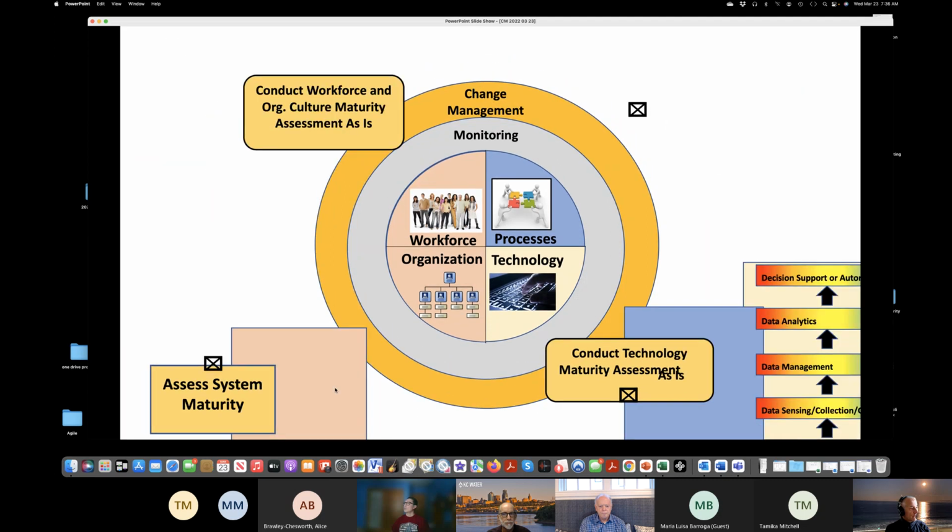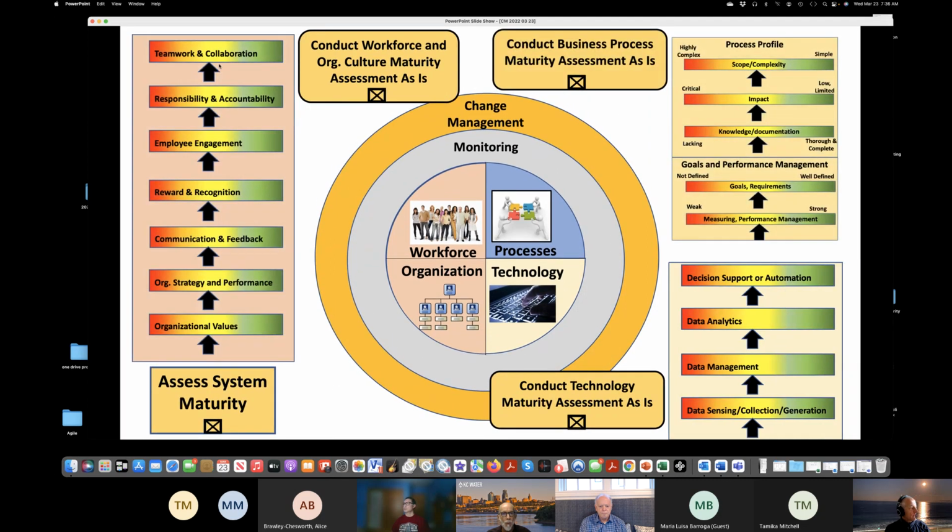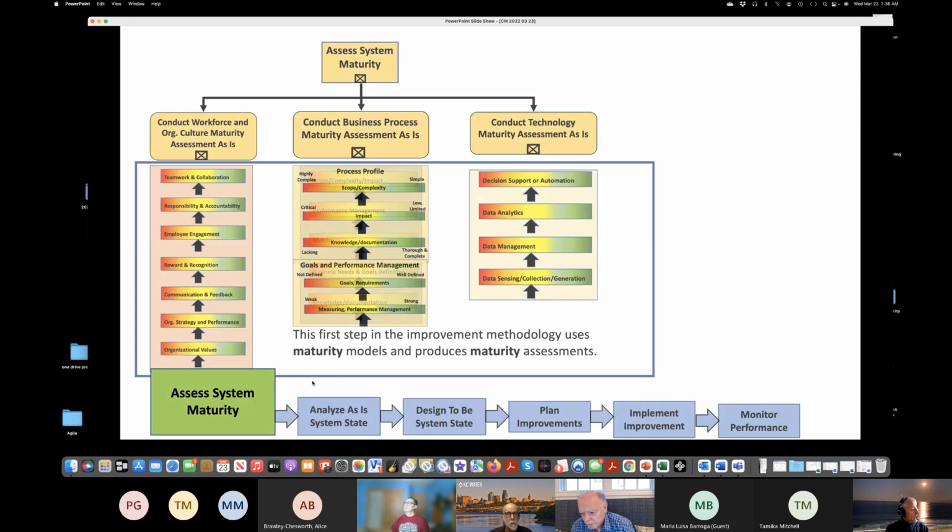These are different categories of maturity for organizational culture and workforce, for the business process, and for technology. So these are really the first step of assessing system maturity. We looked at workforce and organizational culture, process, and technology, and we get some assessment of where we are. We would do that as a first step before we get to looking at change management.